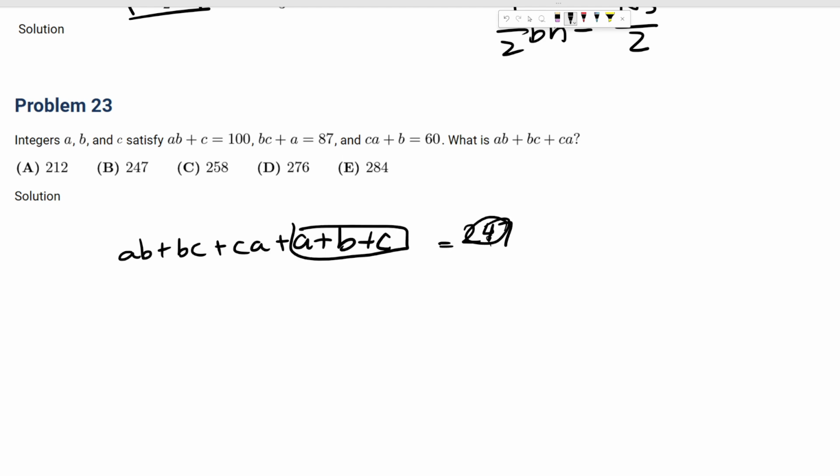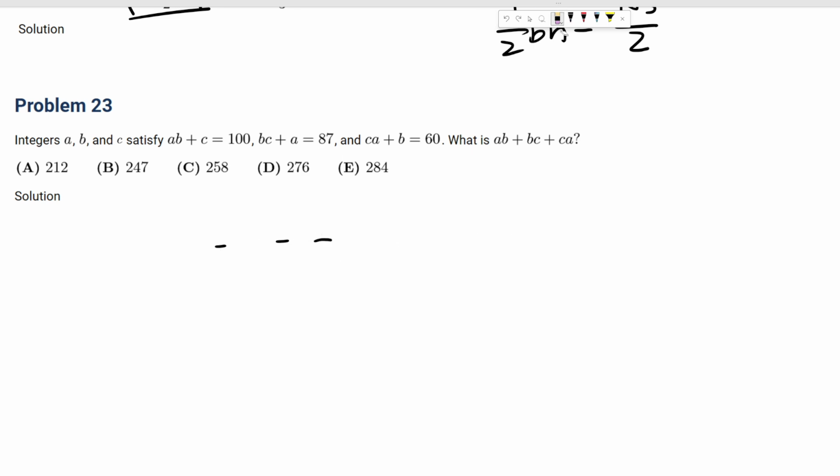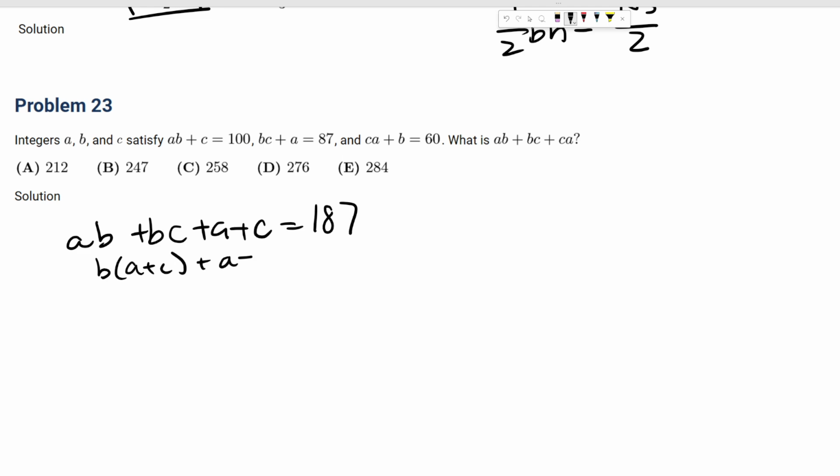I don't know what this number is. So let's not do that. Instead, let's try only adding together 2 of the equations, because there's not really anything else we can do. So if we add together the first 2 equations, right? AB plus BC plus A plus C equals 187. Ooh, that's convenient. We can factor out a B times A plus C plus A plus C. And this is equal to B plus 1 times A plus C.